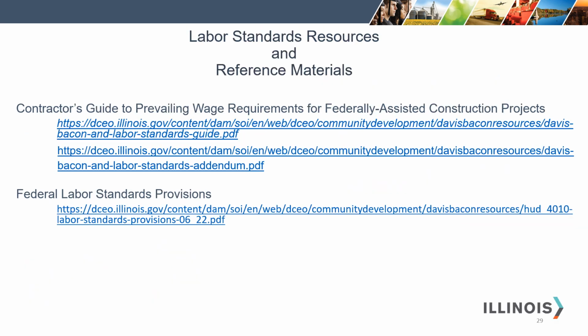Okay, the links listed are the most recent for the Contractor's Guide to Prevailing Wage Requirements for federally assisted construction projects and the Davis-Bacon and Labor Standards Addendum for the construction projects for contractors that were released by HUD. In addition, the most recent copy of the Federal Labor Standards provision also provided by HUD. Please make sure that you are checking the website for the most current information to be provided to the contractors.